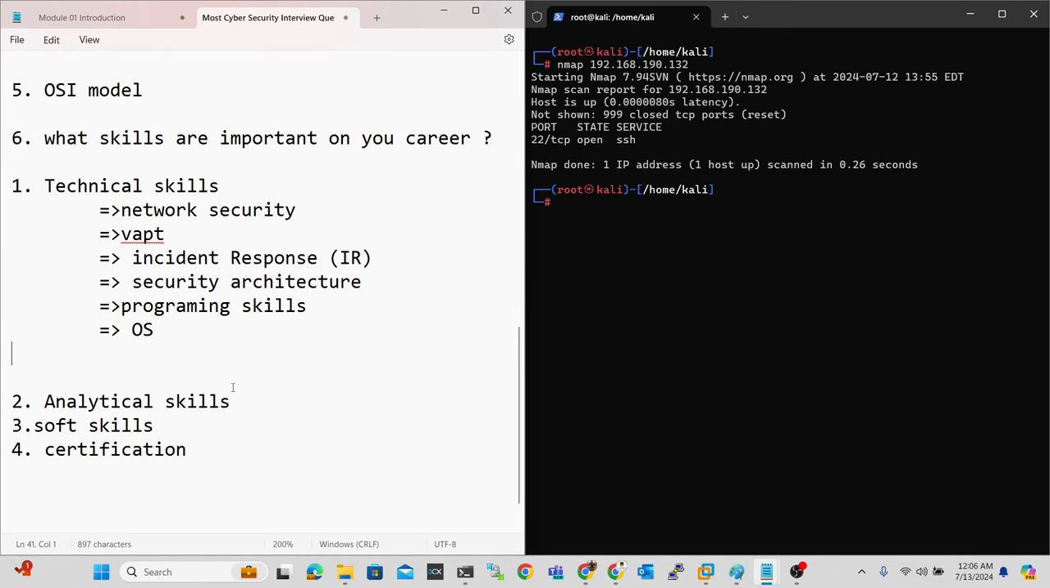Then analytical skill is risk analysis, then forensics analysis, attention to detail. Risk analysis is evaluating the potential impact of cybersecurity threats on an organization. Then automation tools.